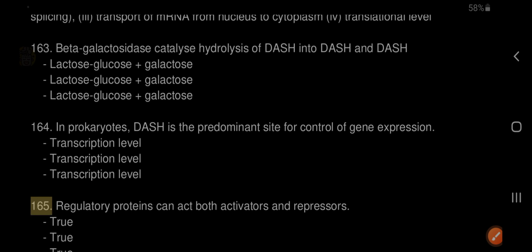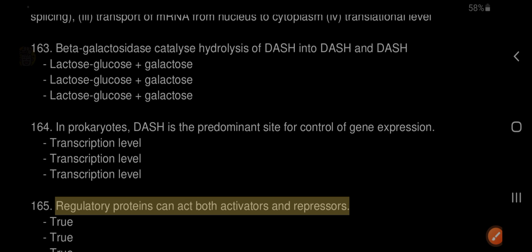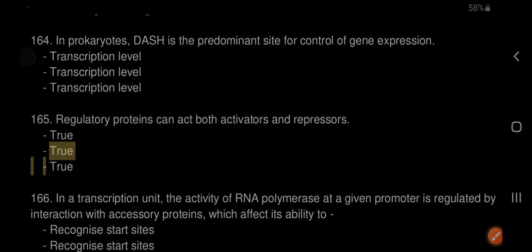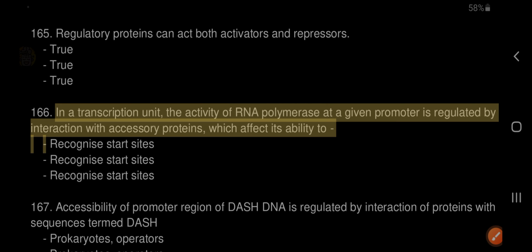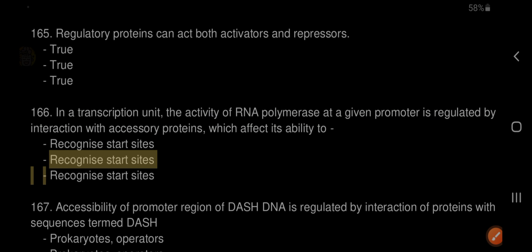165. Regulatory proteins can act both as activators and repressors. True. 166. In a transcription unit, the activity of RNA polymerase at a given promoter is regulated by interaction with accessory proteins, which affect its ability to recognize start sites.